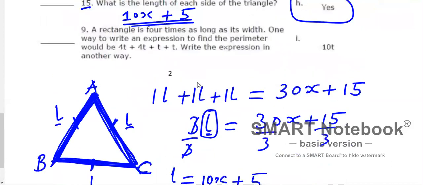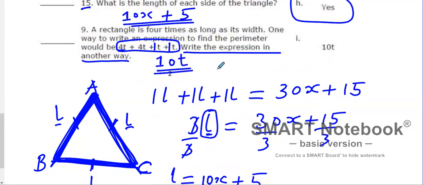All right, question number 9. A rectangle is 4 times as long as its width. One way to write an expression to find the perimeter would be 4t plus 4t plus t plus t. Write the expression in another way. Write this expression in another way simply means simplify that expression. That means collect like terms. This will be 4t plus 4t is 8t, plus 1t is 9t, plus 1t again is 10t. So this is the other way of writing that expression.